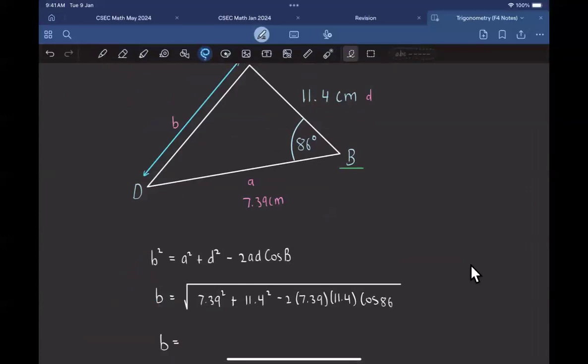Next class, we can move on to bearings, which is the last thing for trigonometry. At the 4 and 5 level, that's it for trigonometry. You don't have anything else in trigonometry, that's all you need to know.